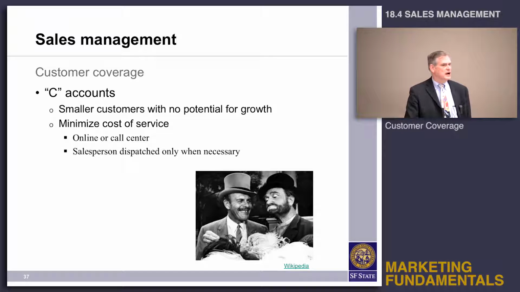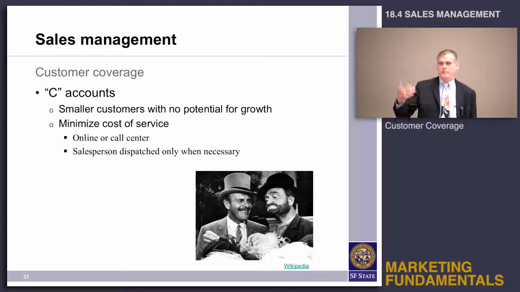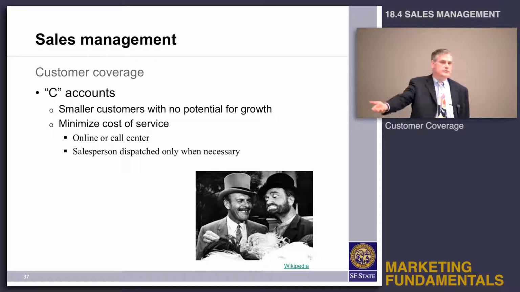And the last kind of account is a C account, I call them. These are smaller accounts that don't have the potential of doing a significant amount of business with you. And for them, the issue is just minimizing the cost of servicing the customers. You might handle them by telemarketing or self-service through a website, and only send out a human being if there's an issue that requires resolution.